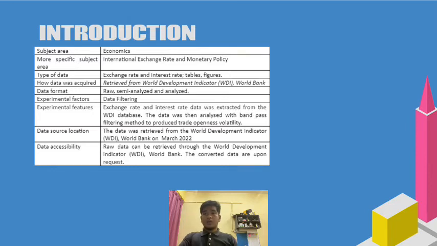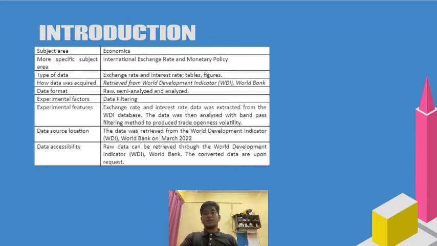First, I would like to explain about the specification table. Affiliation: School of Social and Economic Development, UMT Malaysia Terengganu. Title of our assignment is Type of Exchange Rate System and Malaysian Monetary History. Subject area: Economics. More specific subject area: International Exchange Rate and Monetary Policy. Type of data: Exchange Rate and Interest Rate.